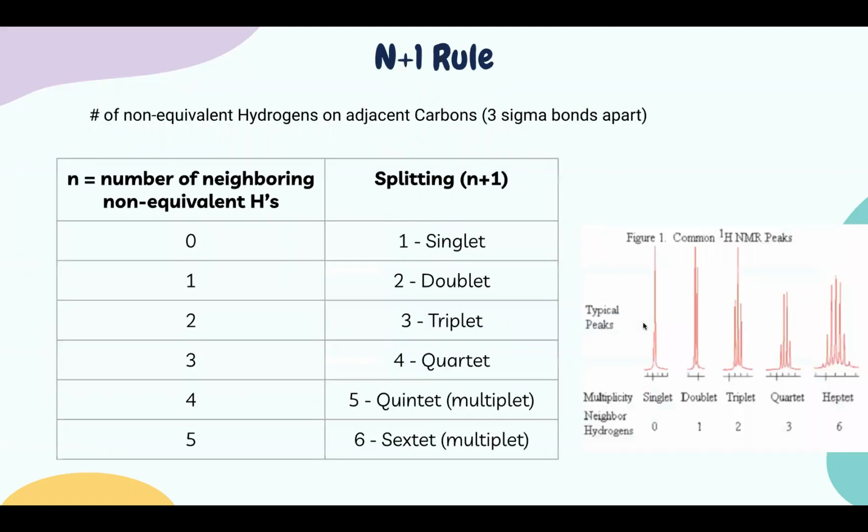So the N+1 rule is used to determine how many non-equivalent hydrogen neighbors a group of hydrogen has, like we just did. So the letter N represents the number of neighboring non-equivalent hydrogens that are 3 sigma bonds apart, which you add 1 to in order to get the splitting pattern. So if you see a singlet, that means there are no neighboring hydrogens. If you see a doublet, so like 2 peaks, then you have 1 neighboring non-equivalent hydrogen and so forth.